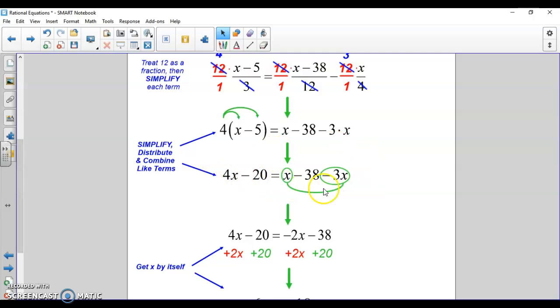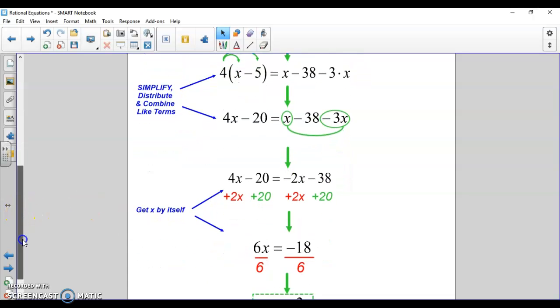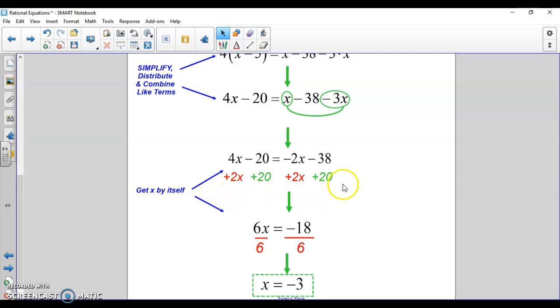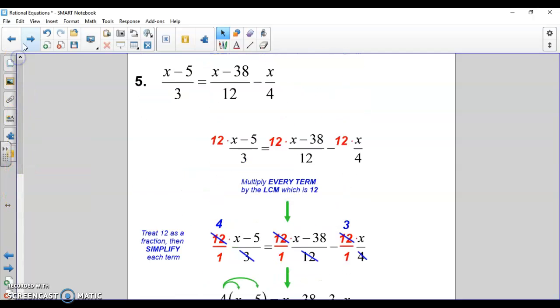Distribute, combine like terms on the right side. So I just clean things up. I distribute, combine like terms on the right. Then I have 1x on each side, 1 constant on each side. Do what you want. Just get x by itself. So I personally added 2x to both sides, and then therefore I added 20 to the other side. So I got 6x equals negative 18. From there it's pretty easy, I hope. X equals negative 3. 2 more.